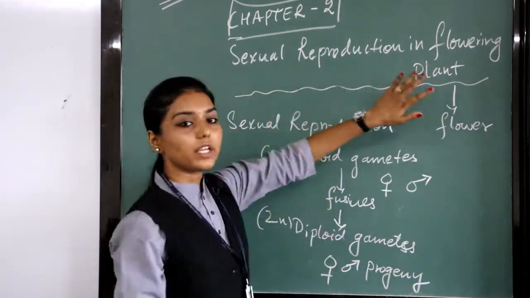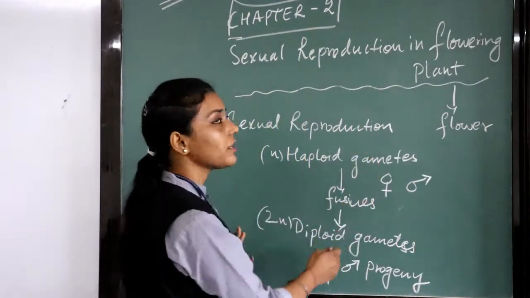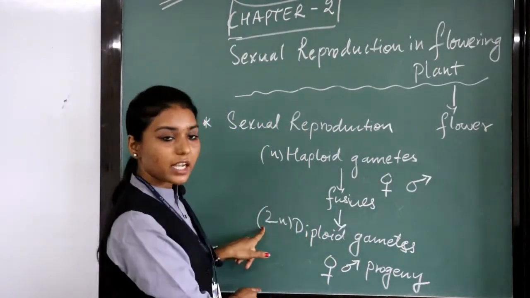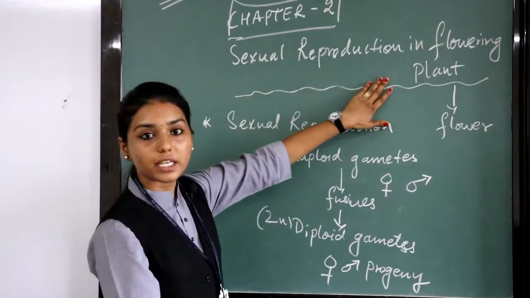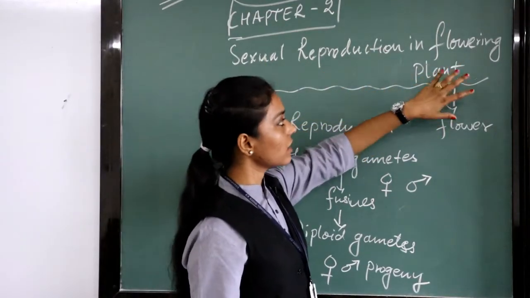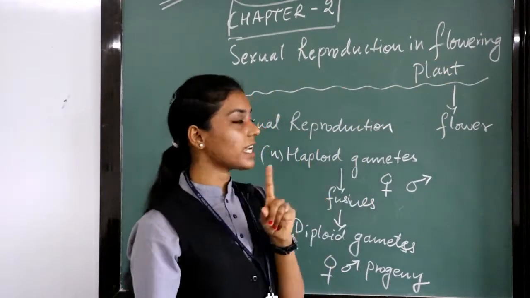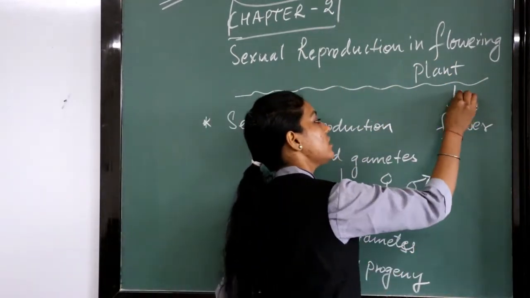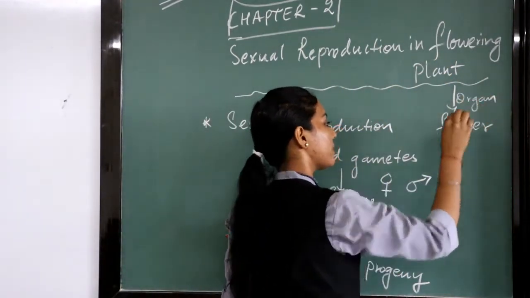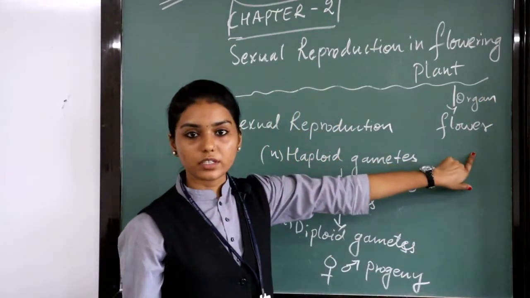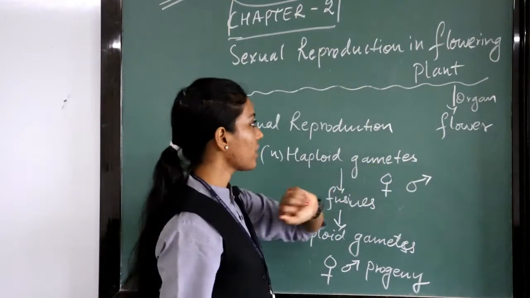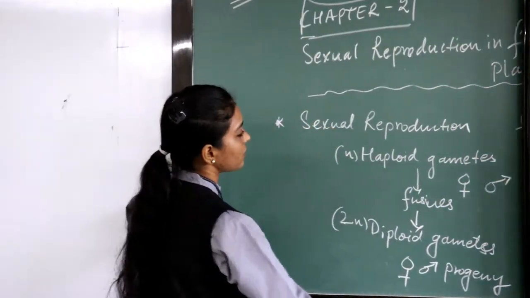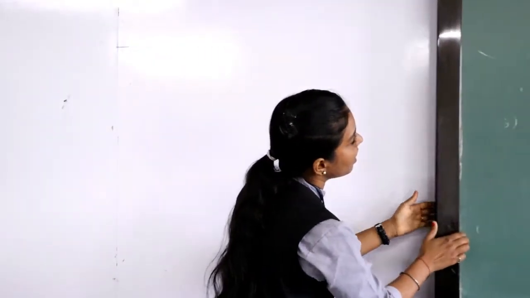First we have seen only the heading, we have just explained that part. In that we have seen what the meaning of sexual reproduction is. Then we have seen that the flowering plant has an organ named flower. So we will see sexual reproduction in the flower. Now we will talk about the flower.